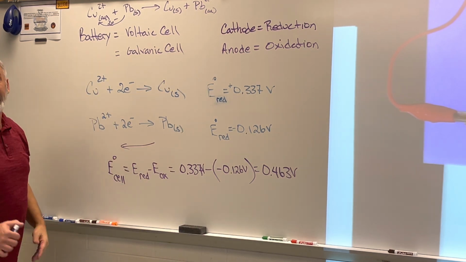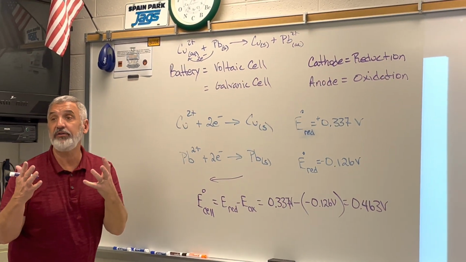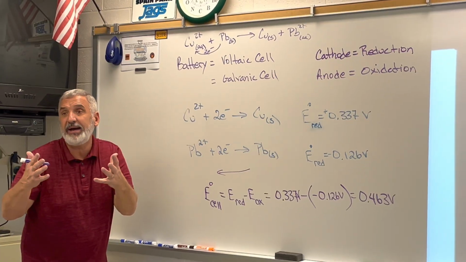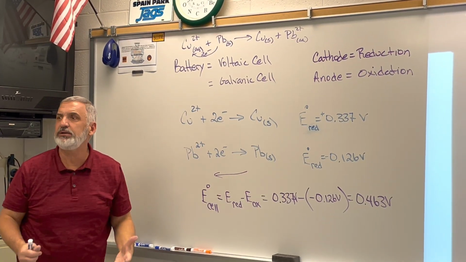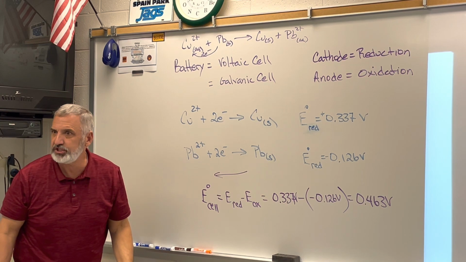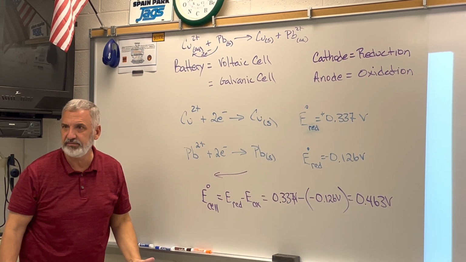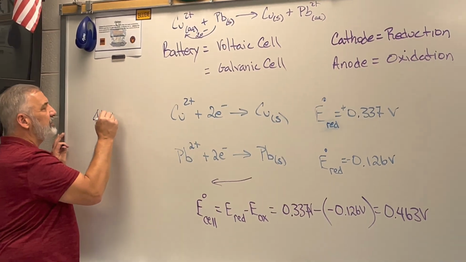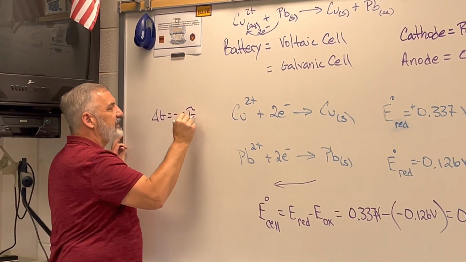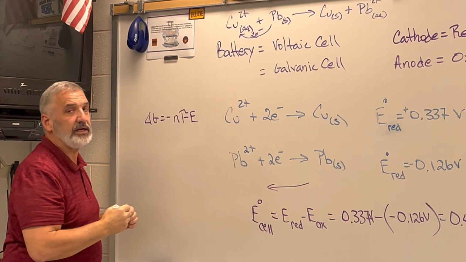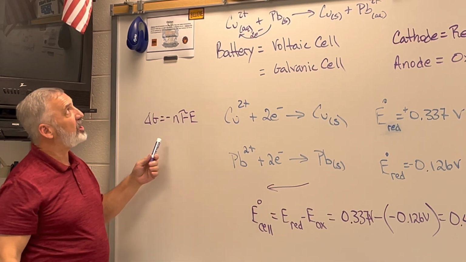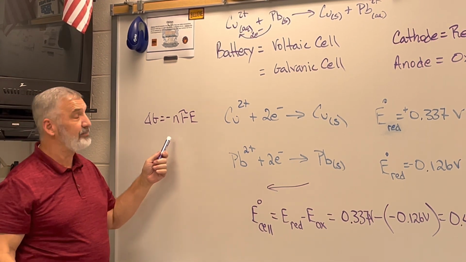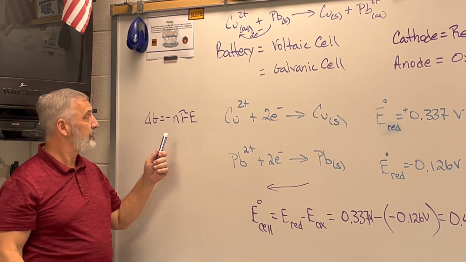Now, the last thing, how do I know how to build a battery? How do I know if it's going to work? How do I know if it's going to be spontaneous? What determines the spontaneity of a reaction? Delta G. Well, delta G is going to equal negative nFE. Now, I'm going to talk about this more tomorrow because we're just about out of time, but let me just finish in the last few seconds.